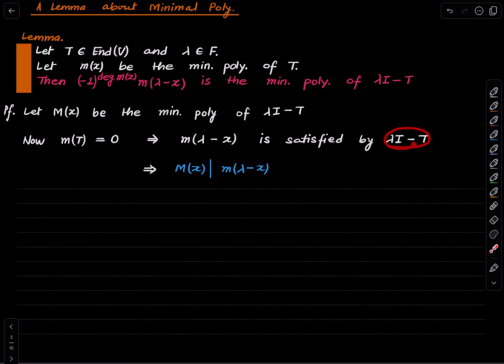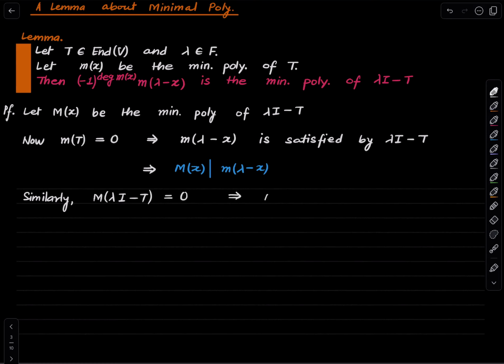If this satisfies a polynomial, the minimal polynomial of this guy will divide that polynomial, right? So we have this implication. And similarly, since this is 0, we have this guy is satisfied by t, clearly, which implies the minimal polynomial of t divides this polynomial.